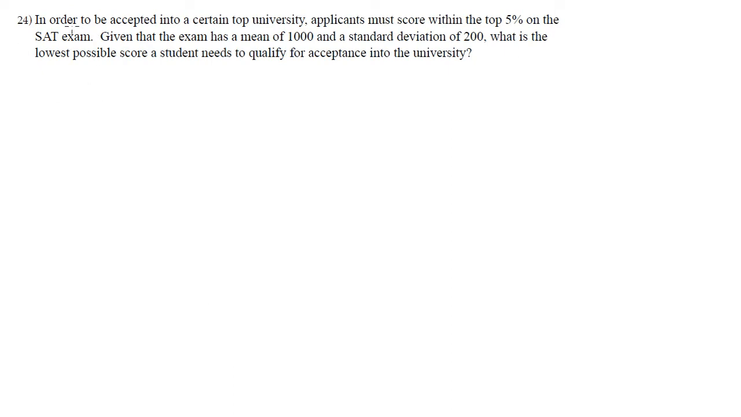All right, so in order to be accepted into a certain top university, applicants must score within the top 5% on the SAT exam. Given that the exam has a mean of 1,000 and a standard deviation, S.D., of 200, what is the lowest possible score a student needs to qualify for acceptance into the university?